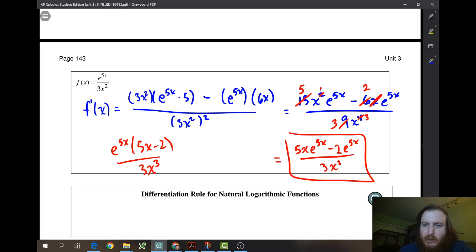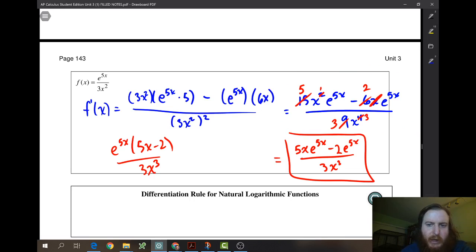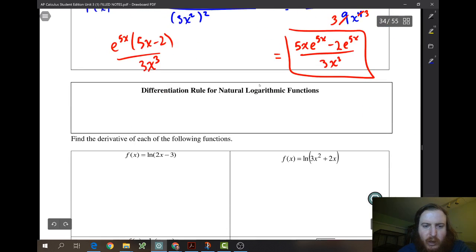On free response, honestly, you could have even left the answer like that, and it'll be marked correct before I'd canceled anything out. So there's e to the x. Now we're going to move on and do natural log, which is kind of e to the x's friend.